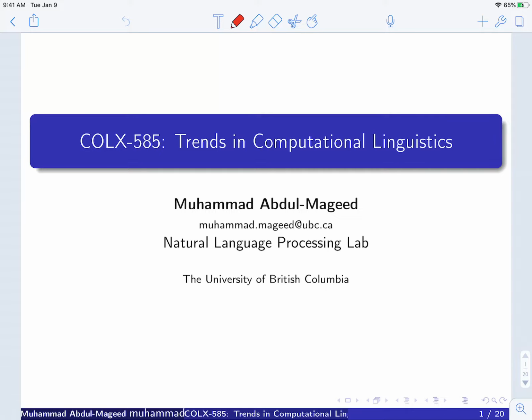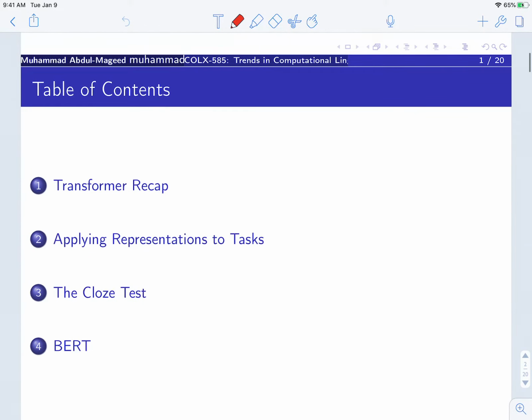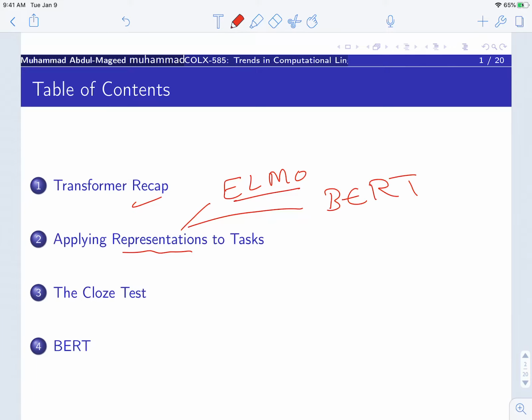In this video, we are going to learn about the BERT model. So first we will talk about the transformer, just a quick recap on it, and then we will talk about two main ways of applying some sort of a representation, such as the representation we got from ELMo, for example, or the one we will get from BERT. How do we apply it on a downstream task like sentiment analysis or some task like question answering and so on? Okay, and then we will talk about the cloze tasks.